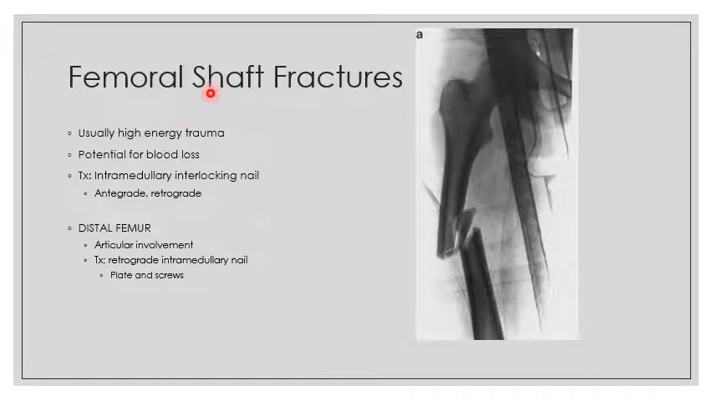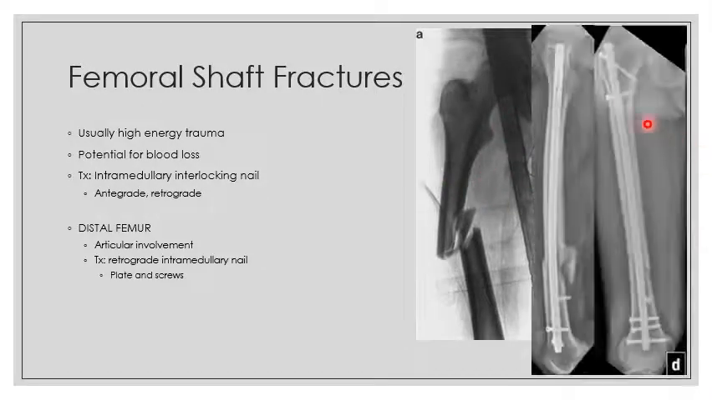Okay, so we go on to femoral shaft fractures. So basically, it's a high energy trauma. The potential for blood loss is around 1 to 1.5 liters could be lost to this area. And the gold standard for femoral shaft fractures is an intramedullary interlocking nail. Either you put it antegrade or retrograde. So this is the nail you put antegrade, and some would put it retrograde, meaning from the knee going up.